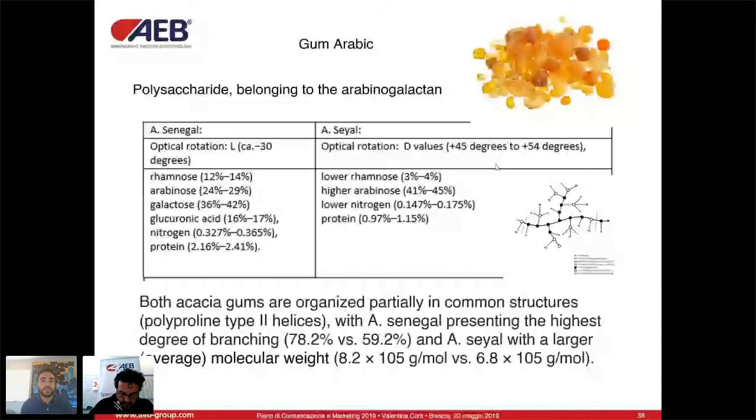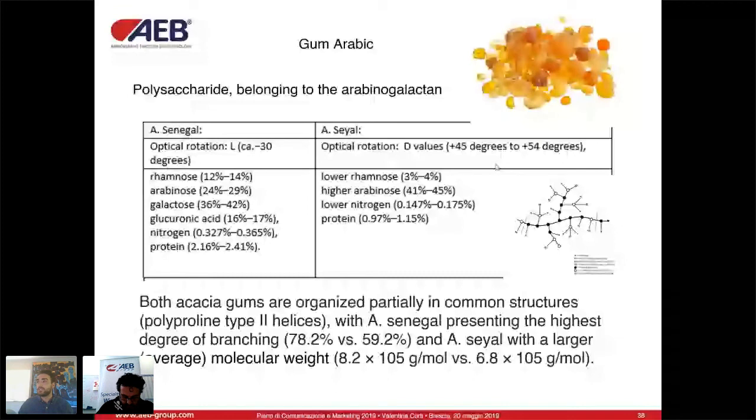Instead, the other polysaccharides that come from plants are gum arabic. The gum arabic is more similar to the polysaccharide that comes from the grapes, so it's an arabinogalactan, rich in protein. And the two plants from which gum arabic is extracted are Acacia senegal and Acacia seyal. They have the same common structure. However, they differ in the degree of branching.